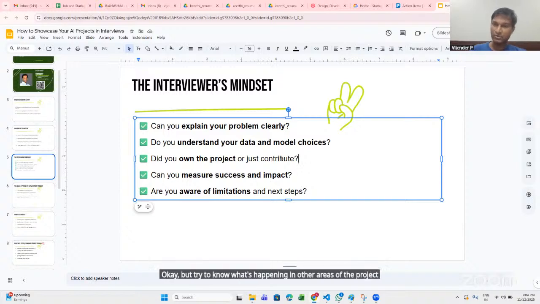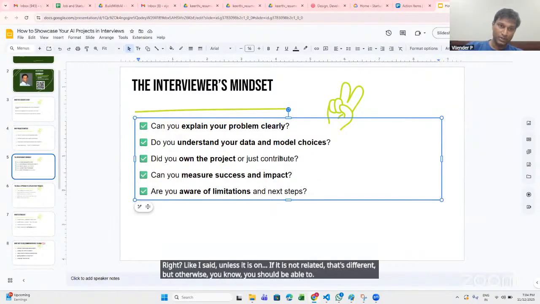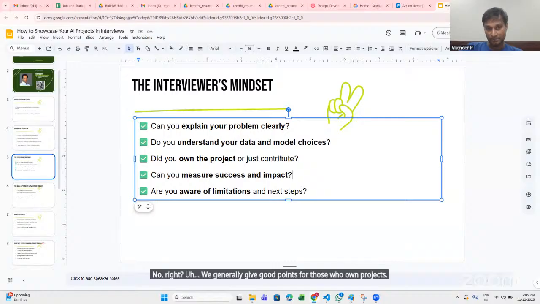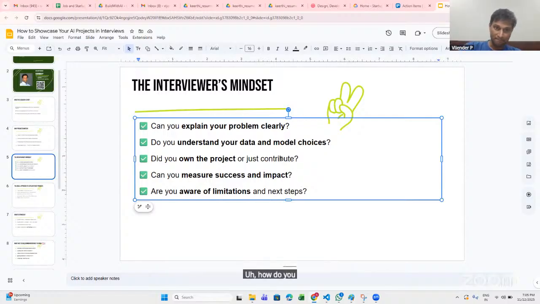You cannot simply say, I don't know. Like I said, if it is not related, that's different. But otherwise, you should be able to know. We generally give good points for those who own projects end to end. That is always a plus. So, can you measure success and impact? The other thing, which is also most important, is how do you measure the success and impact?